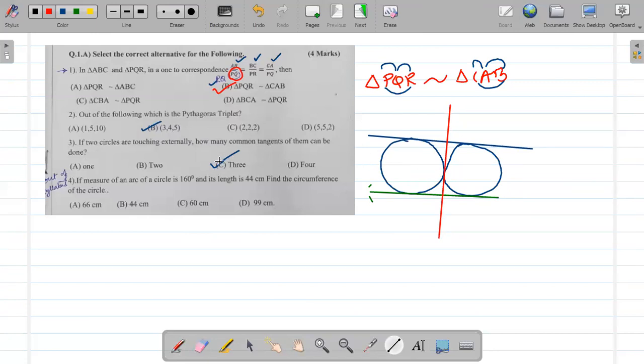Okay, so the correct answer is C, even though in your textbook you may find the answer to be A, but the actual answer is C. And fourth one, the question was out of syllabus, so in case you have attempted it, you will get full marks for this.